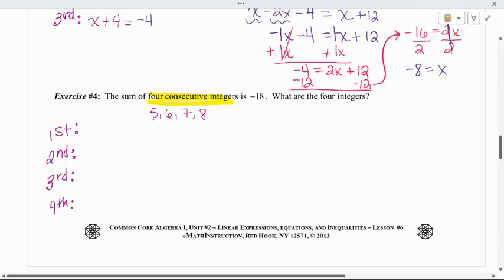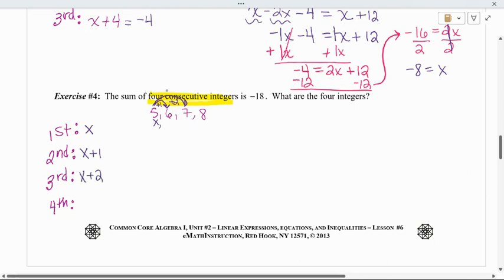So notice that I always make the first integer what? It's like my starting point. Oh, and X. Yeah, I always call the first one X. So what do I do to X, or the number 5, to make it equal 6? Add 1. X plus 1. So that's my second integer. What do I do to the number 5 to make it equal 7? Add 2. So this is going to be X plus 2.